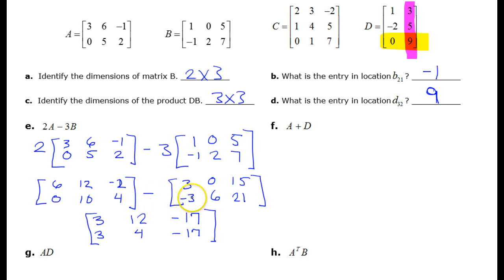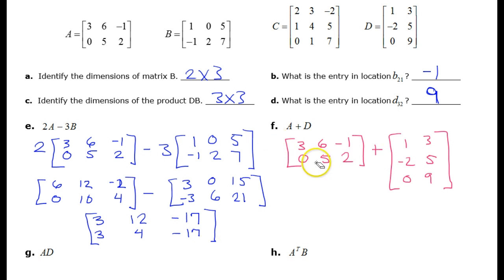Take special care when you're subtracting a negative number. Remember that this is 0 minus -3. When you subtract a negative, you're actually adding. So this is really 0 plus 3, and that's why I'm getting a positive 3.